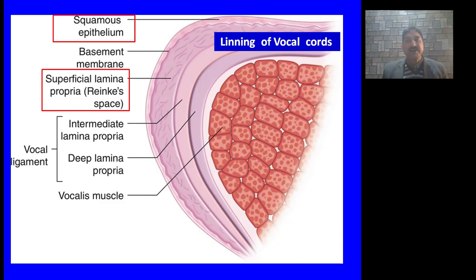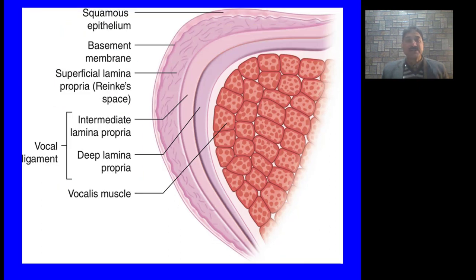The lamina propria is divided into three zones. The superficial lamina propria is also called Reinke's space. The intermediate lamina propria and deep lamina propria together constitute the vocal ligament. Deeper to the vocal ligament lies the vocalis muscle. The vocalis muscle is important for movements of the vocal cords for the production of sound.